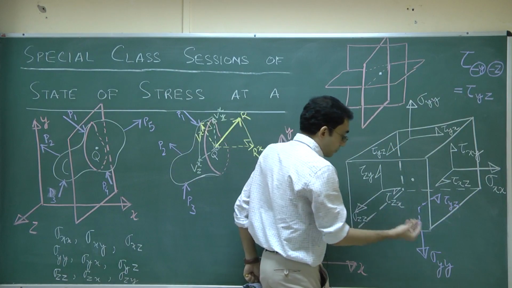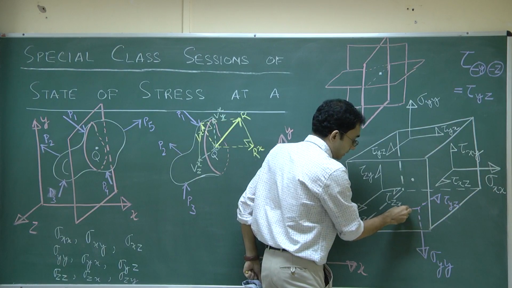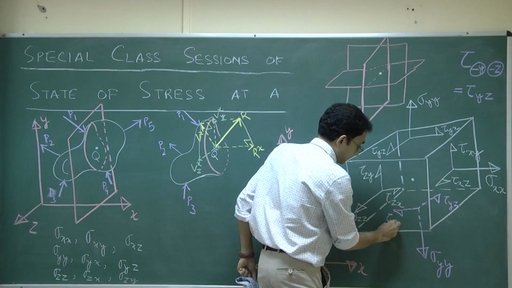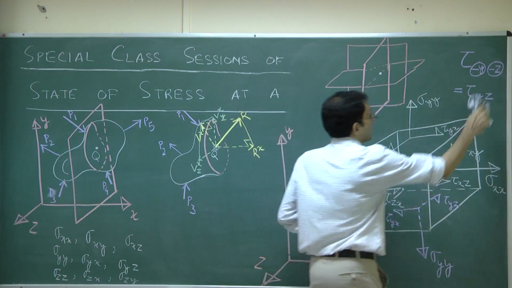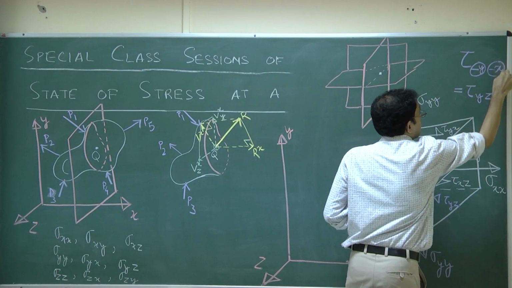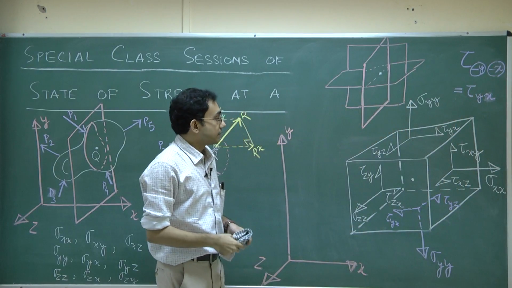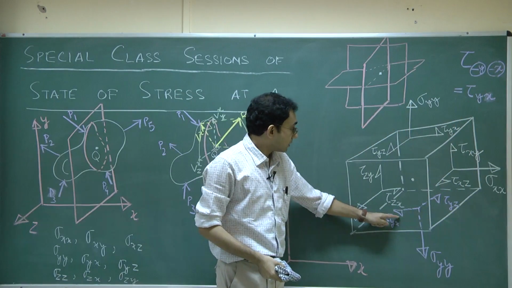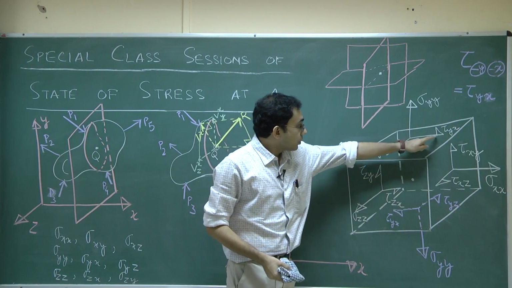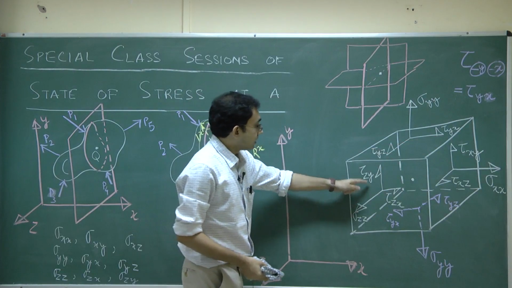Next, following a similar idea, I can write down my tau yx like this. In place of this z, I can just write an x, and that will give me tau yx with a positive sense. So, this is what I have. Please note that this tau yx that I have written here is opposite to this tau yx. All right. What about this one?